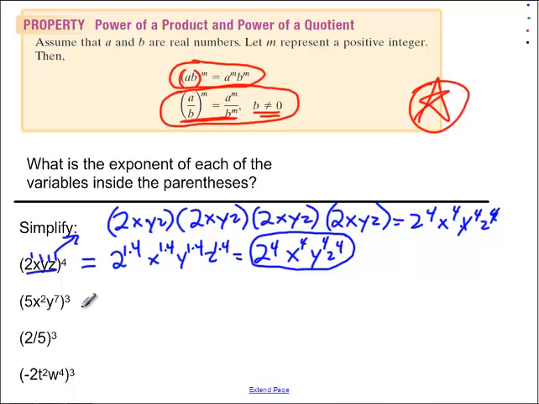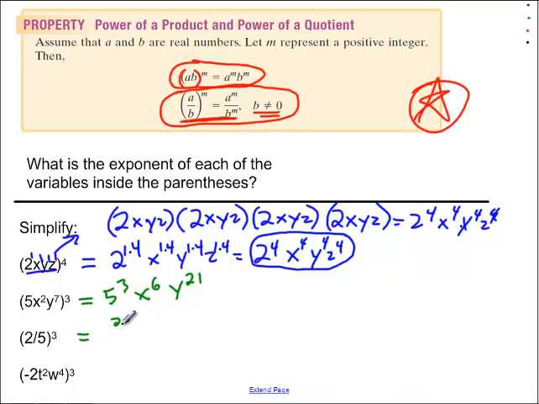Alright, so this one should be, and I'm just going to cut to the chase, 5 to the third power, x to the sixth power, y to the 21st power. And there's our answer. 5 to the first times 3 is 5 to the third power. X squared cubed is x to the sixth power. Y to the 7 times 3 is 21st power.